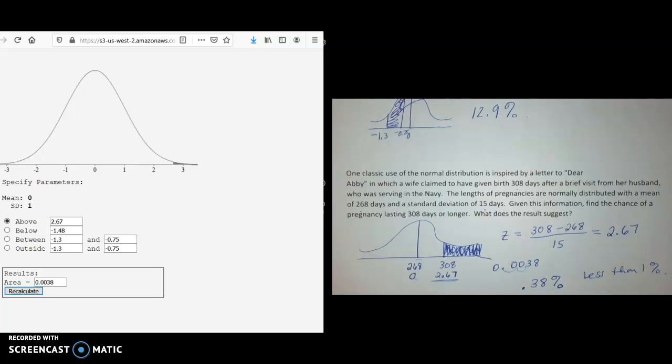Alright, so what I'm going to do is there's one last page. I'm going to take a look at the last page in another video.